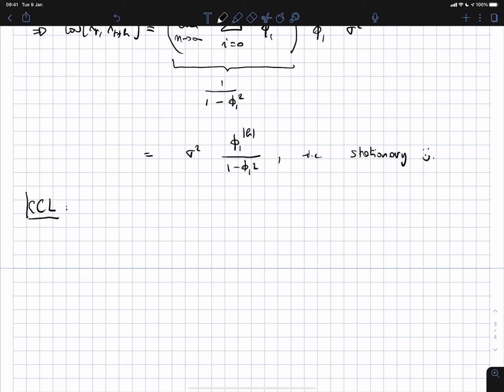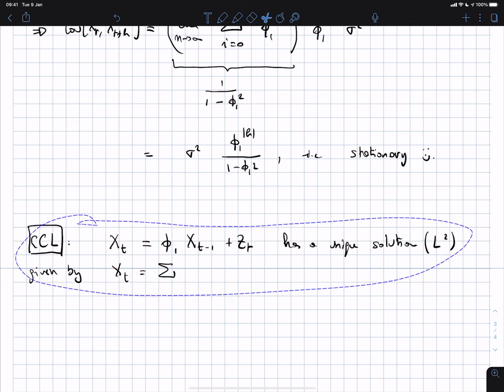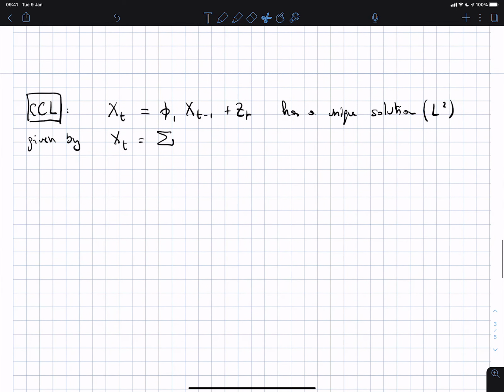So, conclusion of this little piece of work. In the case of an AR1, xt is equal to phi 1 xt minus 1 plus zt, it has a unique solution in L2 given by xt is the sum, wait, I'll put this down here to give you a nicer PDF afterwards, given by this sum, again the L2 limit.